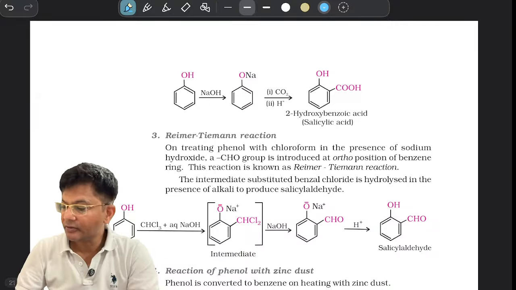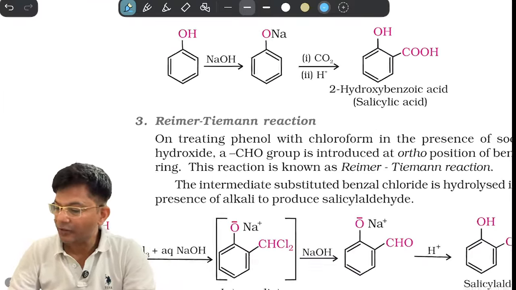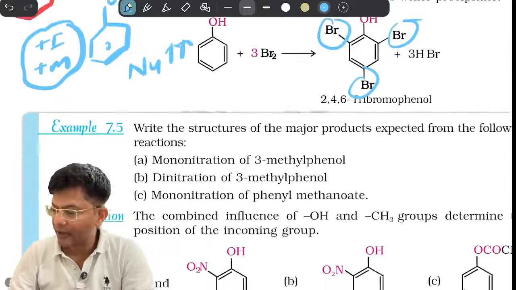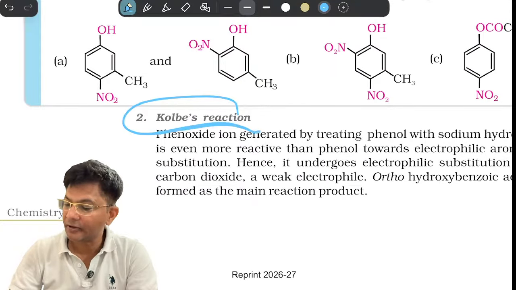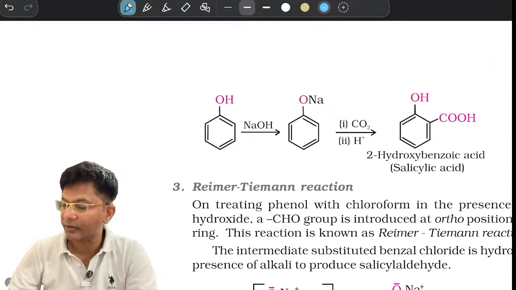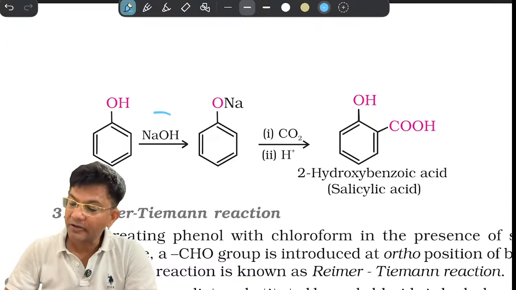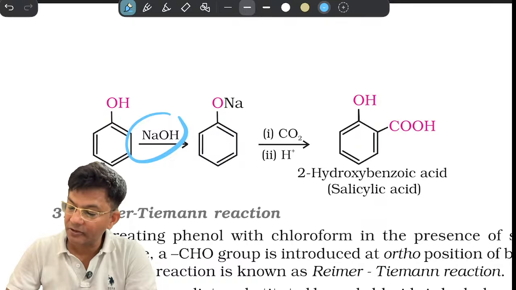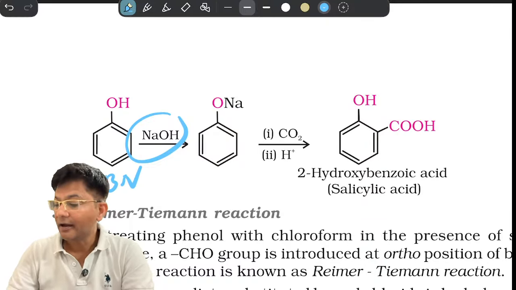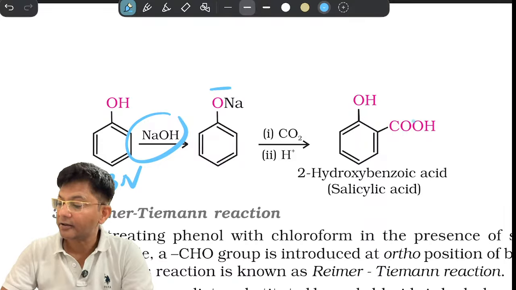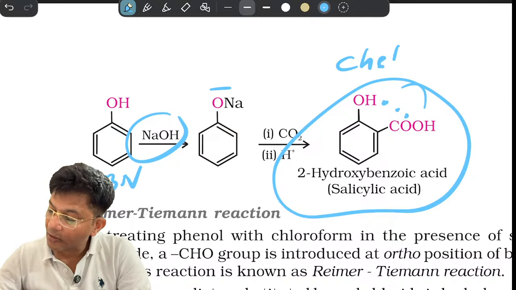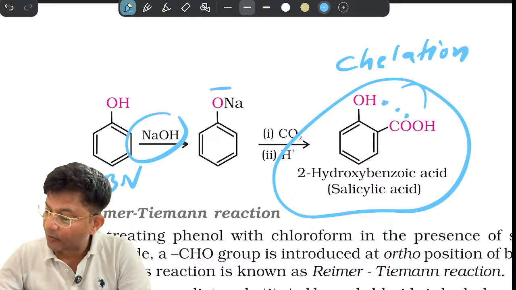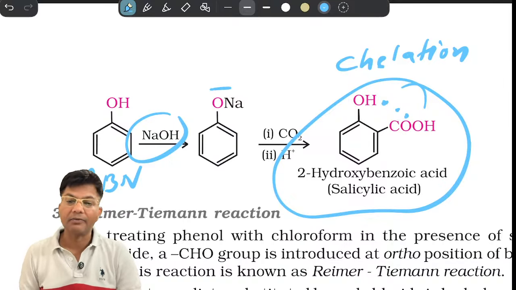Now the next reaction is the Kolbe reaction, a very important reaction. Some people also call it the Kolbe-Schmidt reaction, and this is the preparation of salicylic acid. Phenol on reaction with NaOH, by acid base neutralization, will form sodium phenoxide, and then carbon dioxide. This is ortho-para directing. So salicylic acid, that is the ortho one, has stabilization by chelation. That's why ortho is major and para is minor. Remember that para will also get formed, but that will be minor.